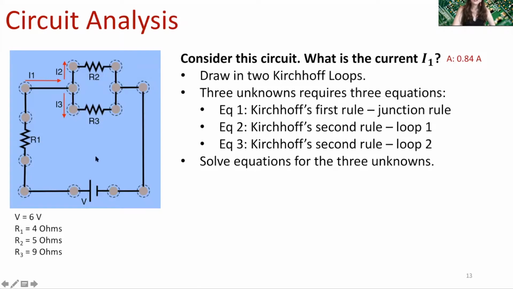And so we are going to draw in two Kirchhoff loops into the circuit. We're going to put one here, and we're going to put one up in here, and we're going to use the junction rule plus these two loops in order to get three equations to represent what's going on in our circuit. We have three unknowns, which are the currents through each of our resistors. Three equations, three unknowns, and then we're going to use those to solve in order to find the current through each of these individual resistors.